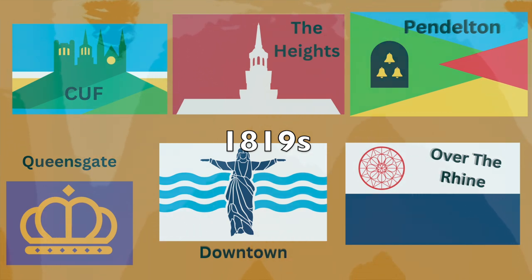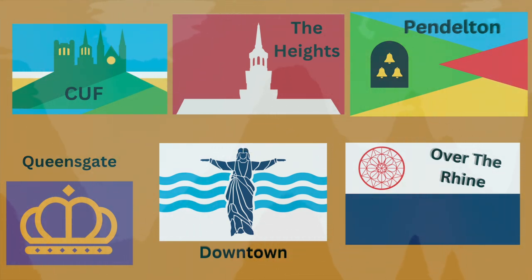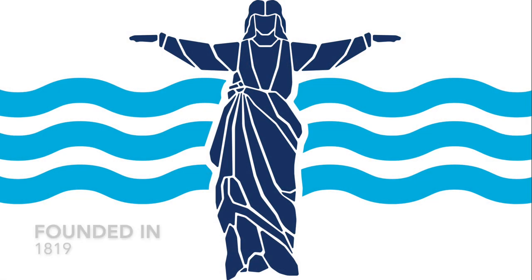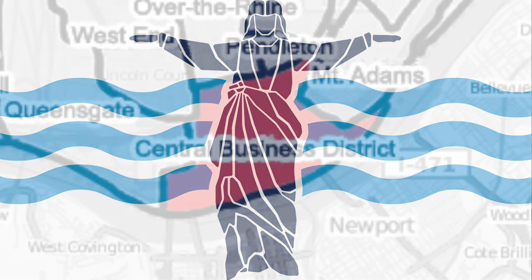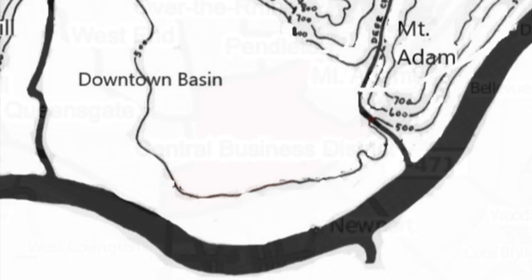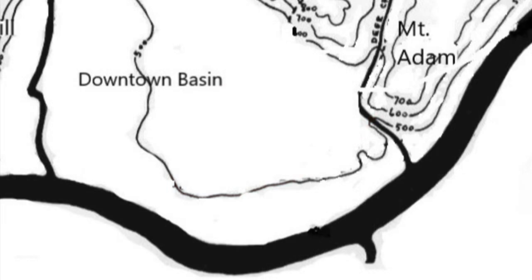We started with 1819, and we have Cuff, the Heights, Pendleton, Queensgate, Downtown, and Over the Rhine. Here's the downtown flag. Also known as the Central Business District. This is the oldest part of our city. It also shows that we really don't have seven hills.